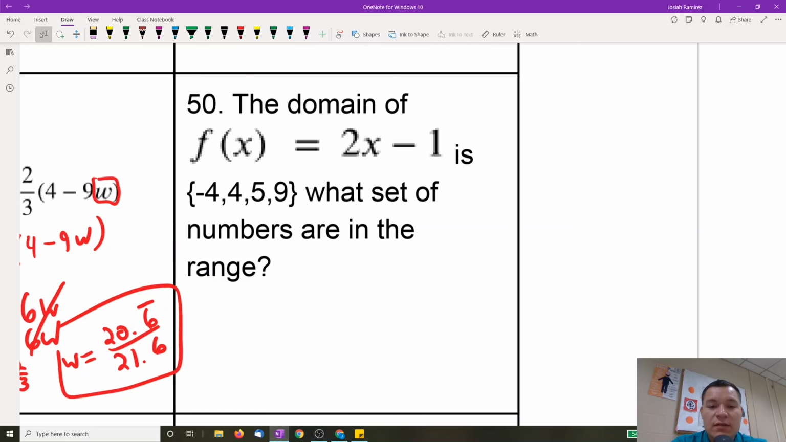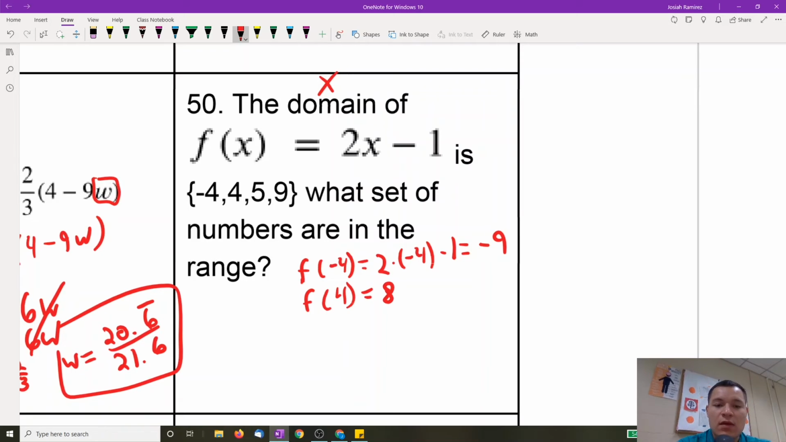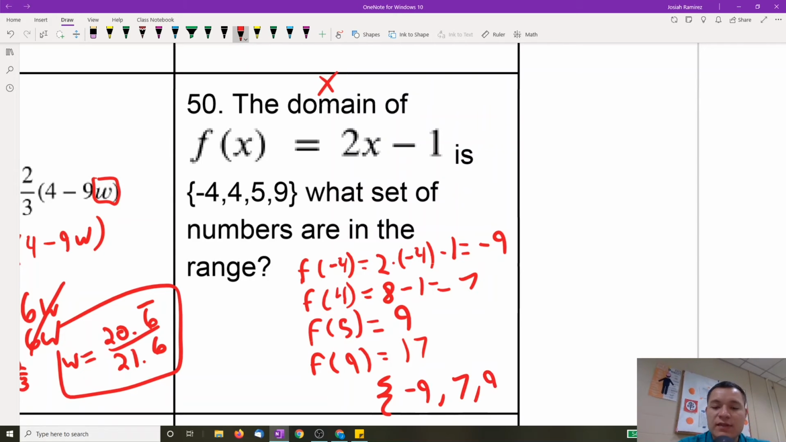The domain is this. What numbers are in the range? The domain are the x's, so we're going to take these and one at a time put them in for x. F of negative 4, we're going to plug that in. So 2 times negative 4 minus 1 will make negative 9. And I'm just going to plug it in as I go along. And so my final set is negative 9, 7, 9, 17.